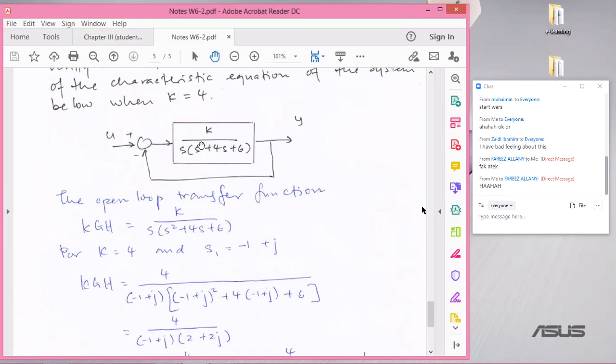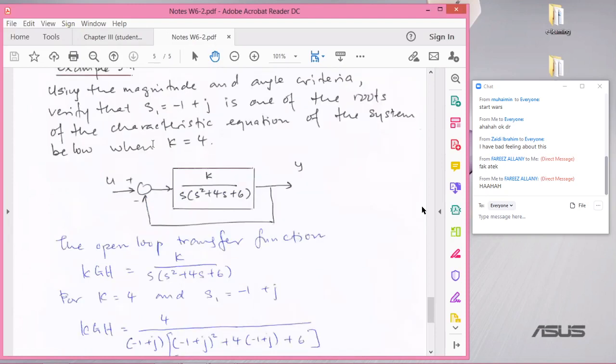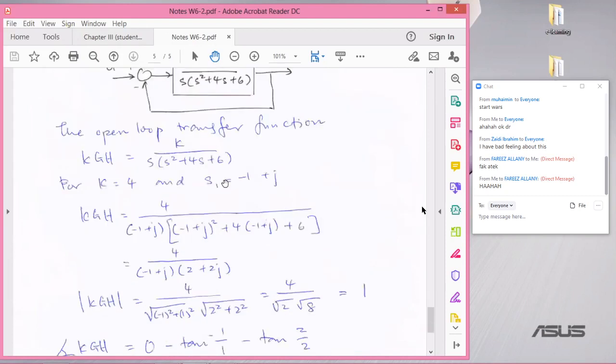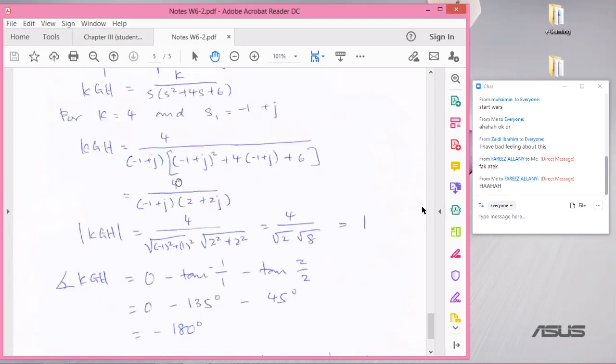But here we are given that k is equal to 4. We want to see, when k is equal to 4, whether this is one of the roots. All you have to do is substitute the value of k, substitute s, and then see whether the magnitude is 1 and the angle is 180. So now k is equal to 4, substitute s using this point -1 plus j. You substitute, this is s squared, 4 multiplied by s, 6, and then you simplify that, you get that expression.